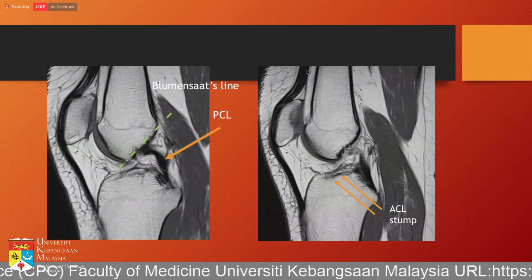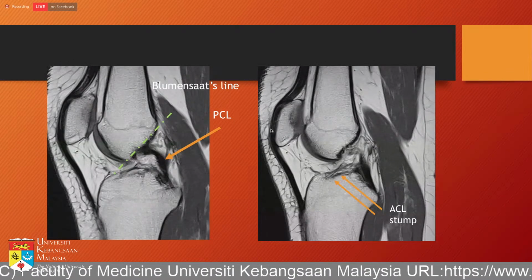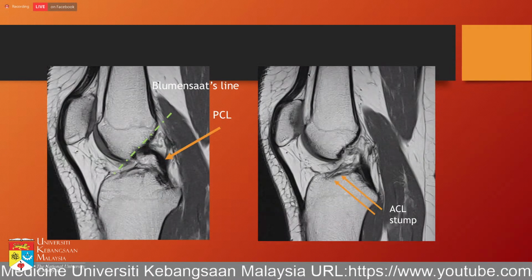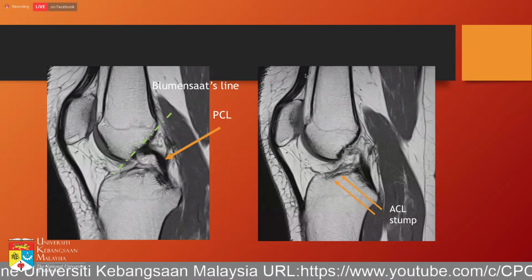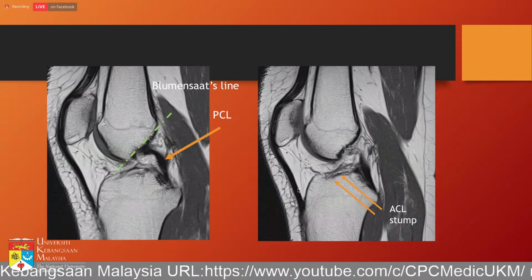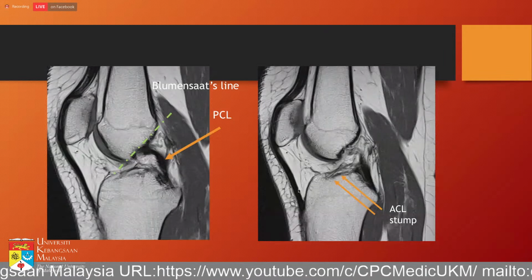The extensor mechanism: this is the patella, and this is the patella ligament. Sorry, not the patella tendon. This is the quadriceps tendon. The patella and the patella ligament here are all of homogeneous signal intensity and they are intact.